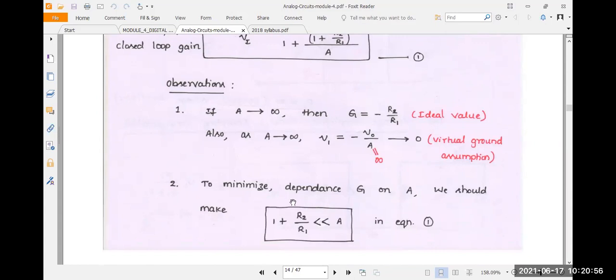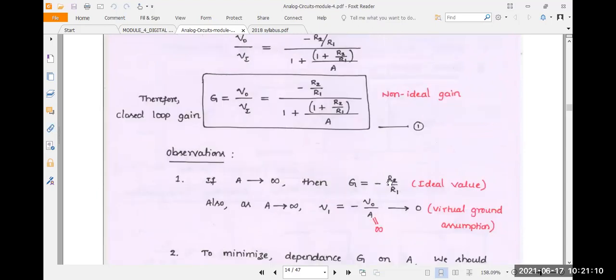Then to minimize the dependency of the G on A here, we should make 1 plus R2 by R1 less than the A. Here G depends on the A. Under a closed loop gain, it depends on the open loop gain. That's why they made G.